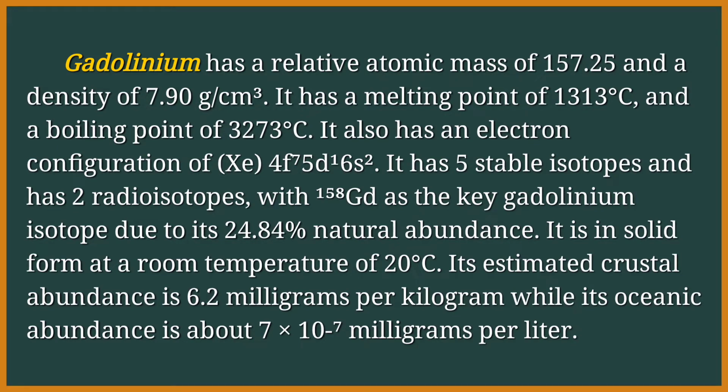It has 5 stable isotopes and has 2 radioisotopes with over 158 Gd as the key gadolinium isotope due to its 24.84% natural abundance. It is in solid form at a room temperature of 20 degrees Celsius. Its estimated crustal abundance is 6.2 milligrams per kilogram, while its oceanic abundance is about 7 by 10 to the power of negative 7 milligrams per liter.